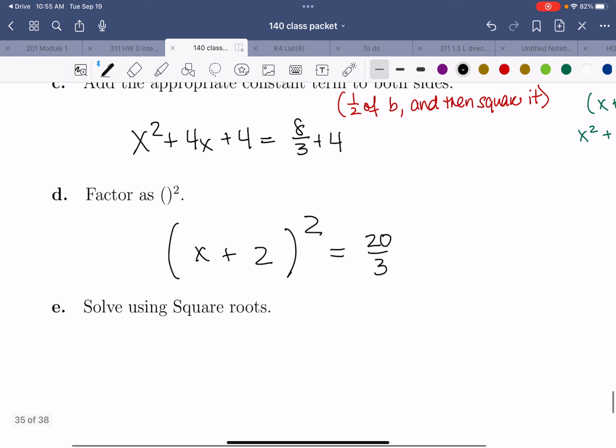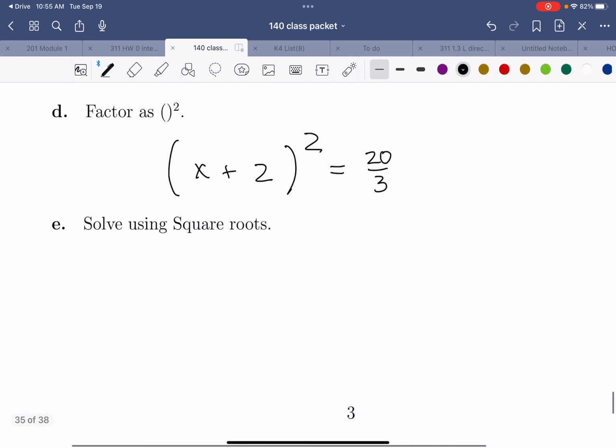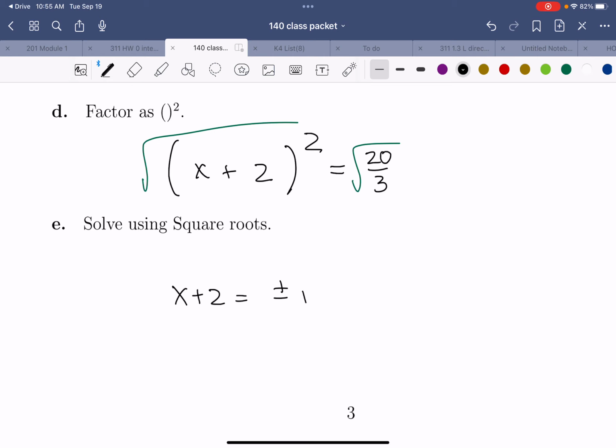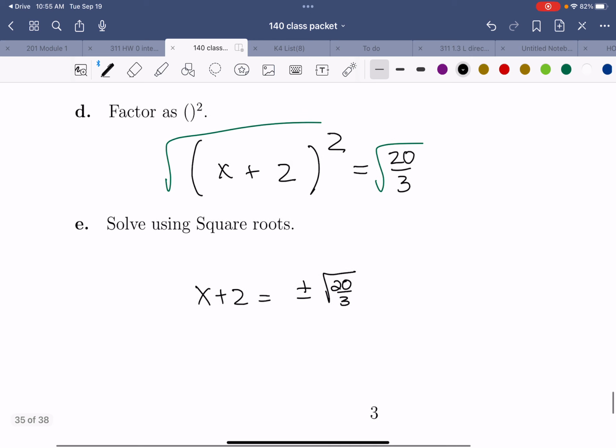Okay. And then we're going to solve as if this were the square root problem from before. So I'm going to go ahead and take the square root of both sides. So that's going to give me x + 2 on the left and plus or minus the square root of 20/3 on the right. And then I'm going to go ahead and subtract that too.